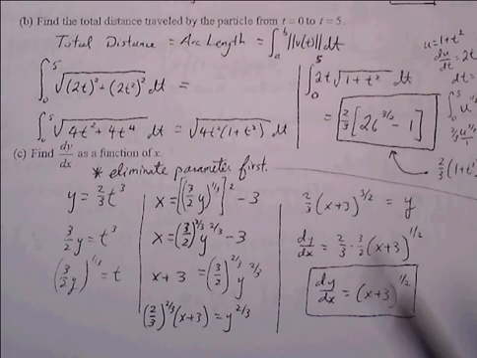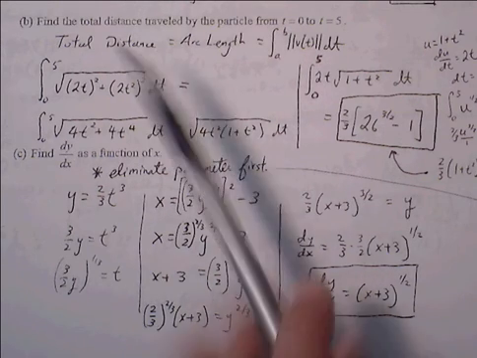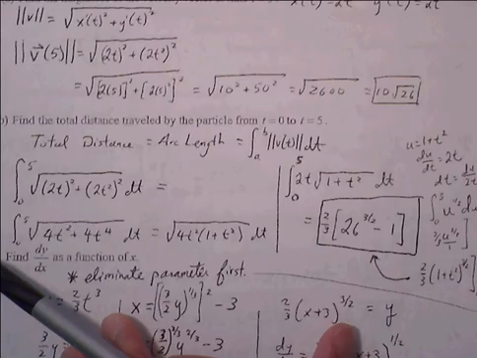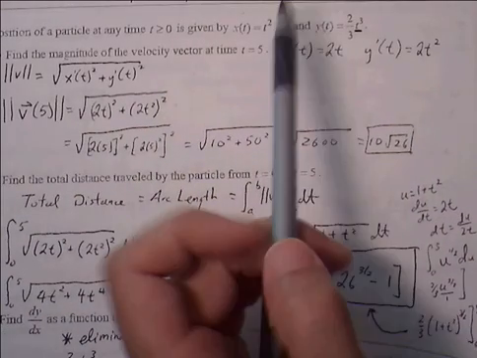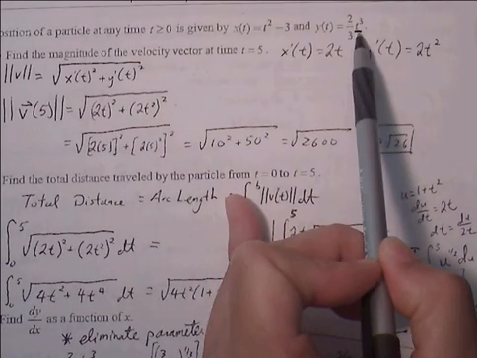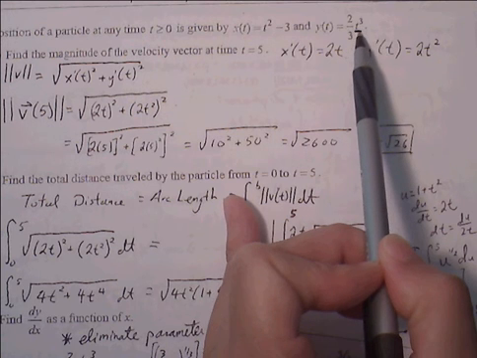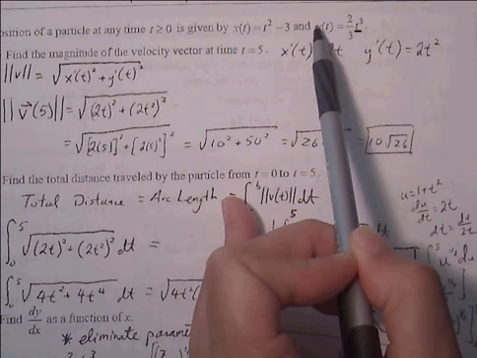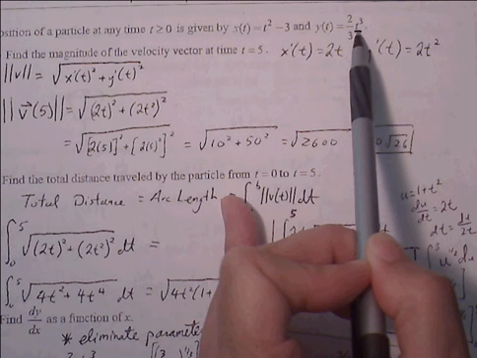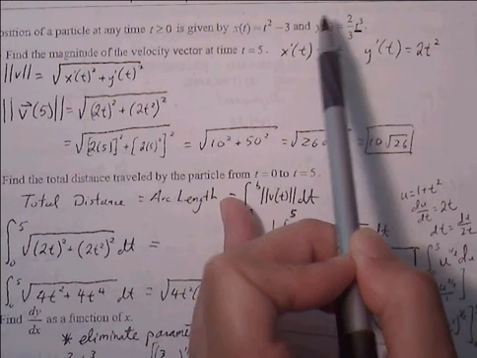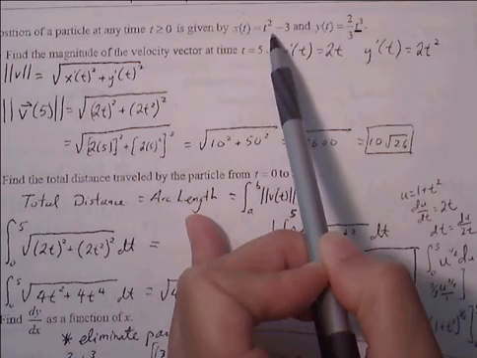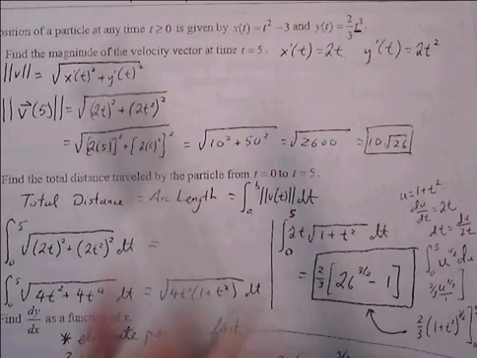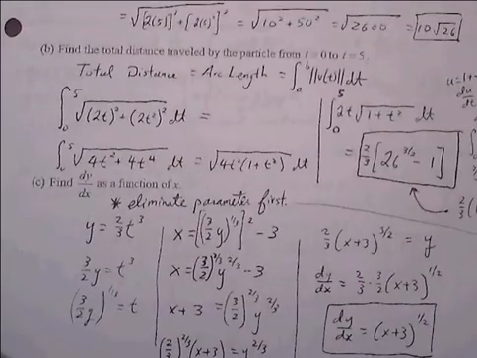Part C, find dy dx as a function of x. So the first thing we need to do is eliminate the parameter. So we're going to go ahead and decide to solve for the t here. It'll be a little bit easier to solve for the t here. So if we solve for t, we can move the 2/3 over, and then take the cube root. Okay, so then once we solve for t, we can plug into this formula, and then we can find dy over dx.